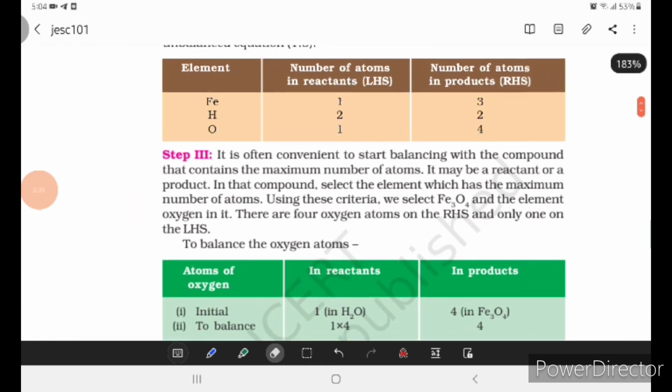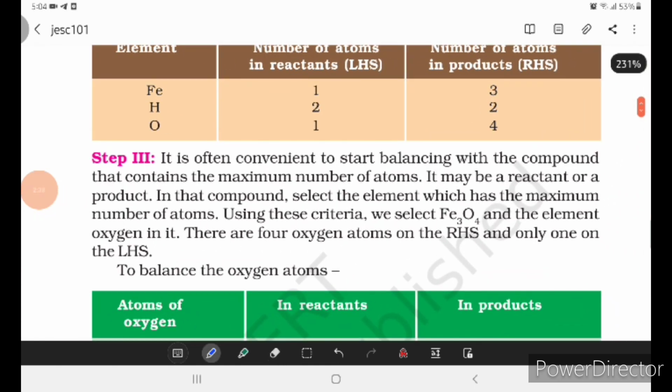Now coming to the next step. What is the first step? You need to draw boxes. What is the second step? Count the number of atoms on the left hand side and also on the right hand side. It is often convenient to start balancing with the compound that contains the maximum number of atoms. It may be a reactant or a product. In that compound, select the element which has the maximum number of atoms. Using these criteria, we select Fe3O4 and the element oxygen in it.